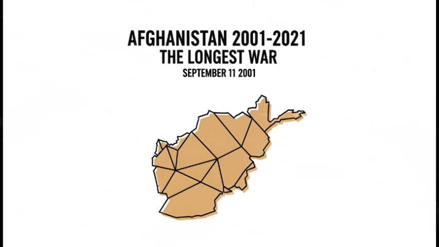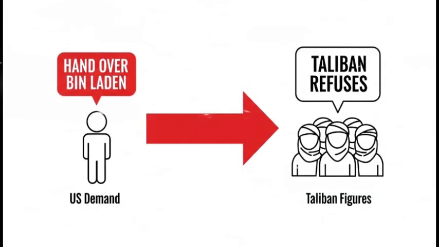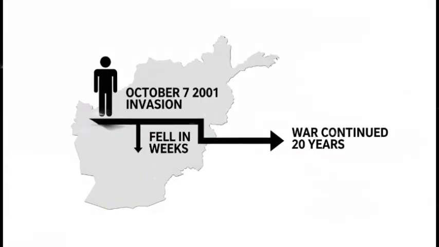Afghanistan, the longest war, 2001 to 2021. On September 11, 2001, Al-Qaeda terrorists attacked the United States. Nearly 3,000 people were killed. The Taliban government in Afghanistan was harboring Al-Qaeda. The United States demanded they hand over Osama bin Laden. The Taliban refused. On October 7, 2001, the United States invaded Afghanistan. The Taliban government fell within weeks.